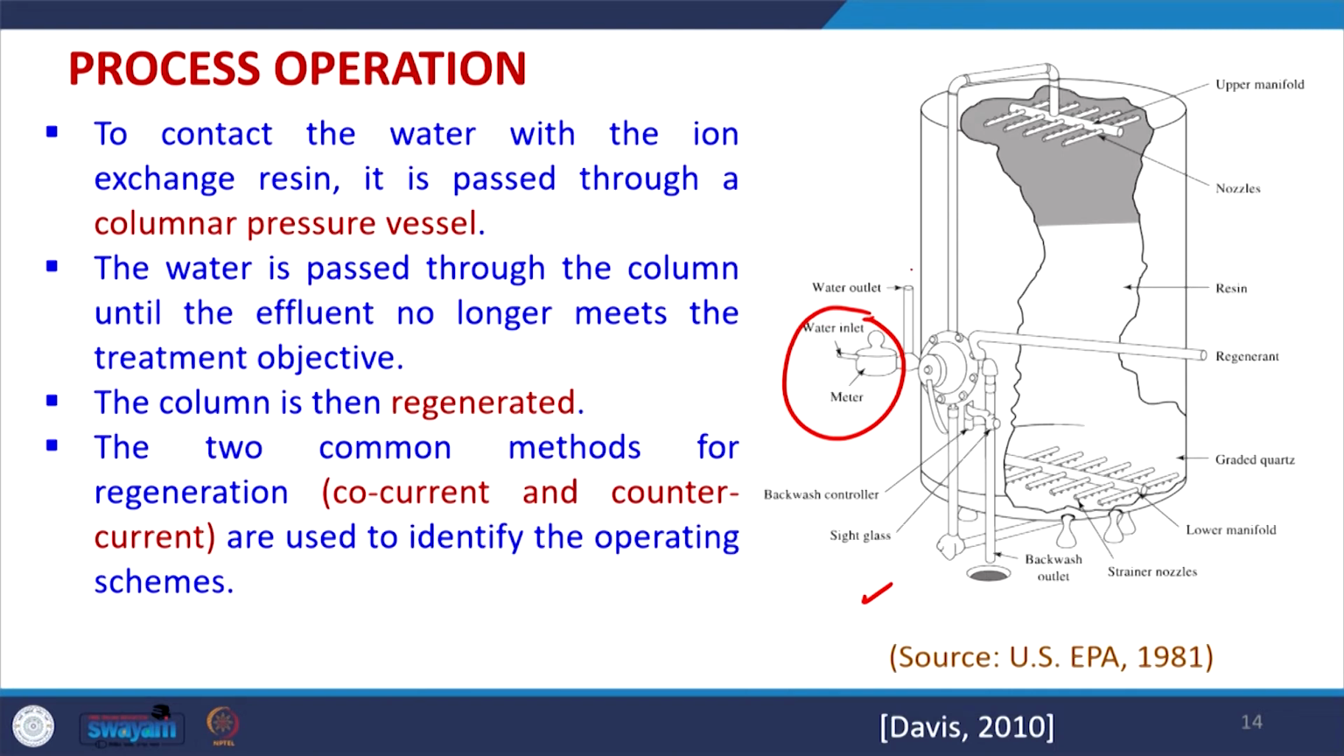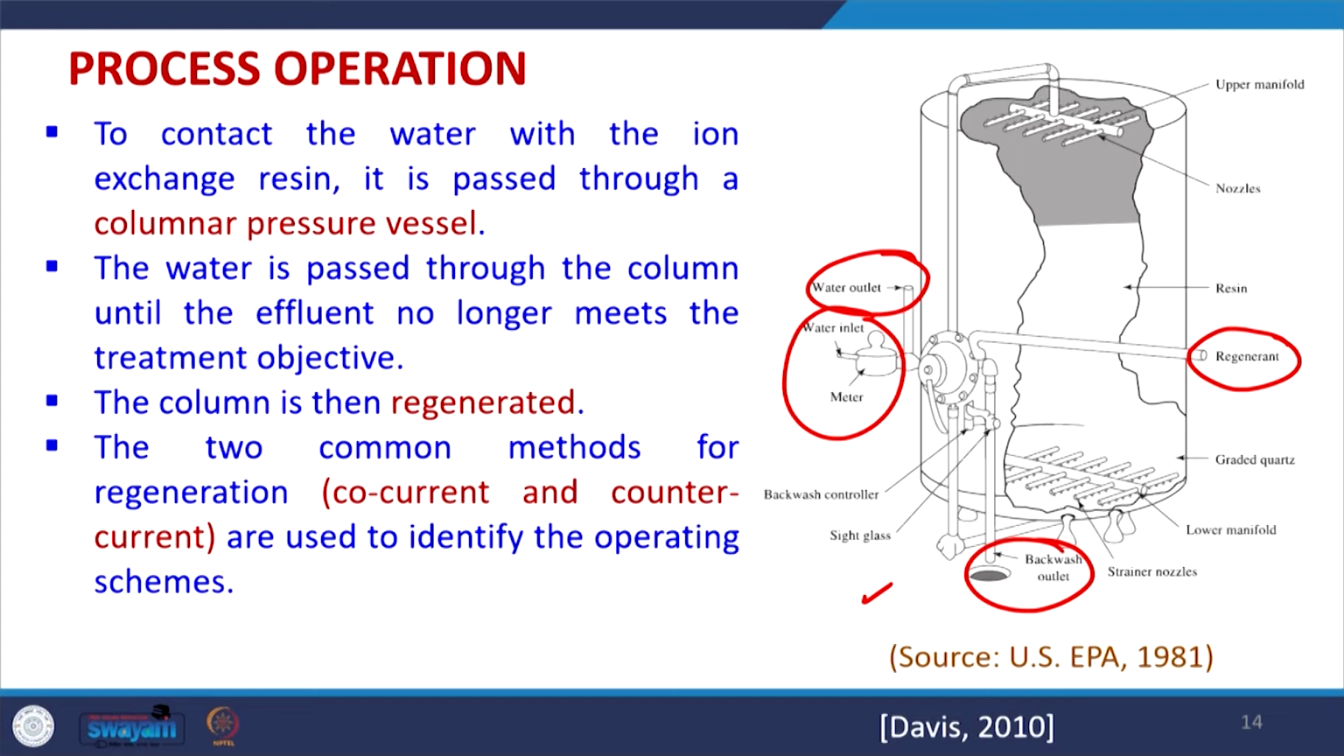There will be a system for water outlet, there will be a system for regenerant coming out, and similarly there will be a backwash outlet. So, for backwashing or for continuous operation, all the systems are there.